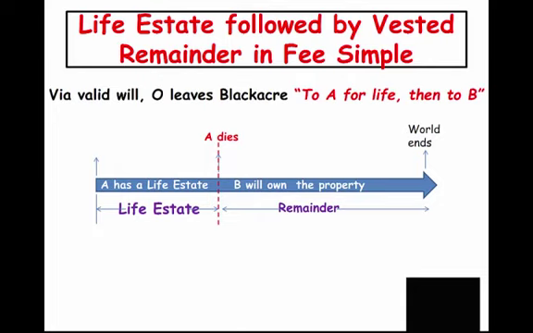Just a tip as you go through these problems, if you are trying to figure out who has what estate, start at the beginning of the grant, identify the first estate that was created. In this case, it's a life estate to A for life. Then identify the next subsequent grant, and if there are more, keep going in order. Okay, so every time you have a life estate, what will follow it will be a remainder of some kind.